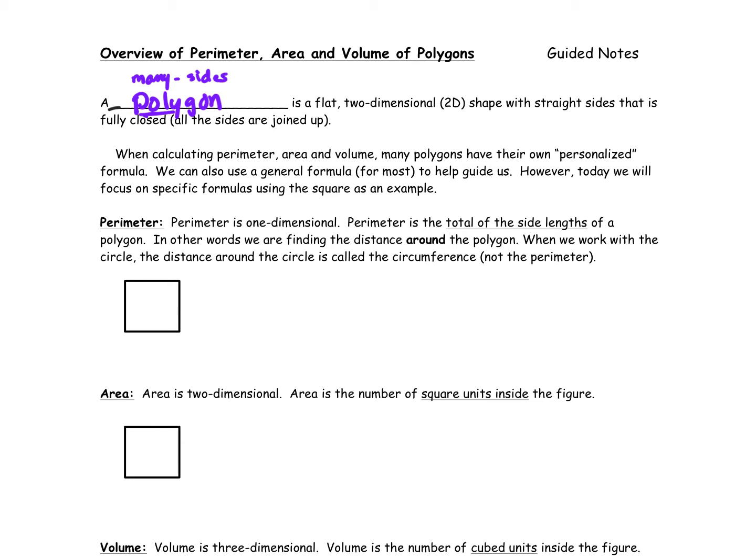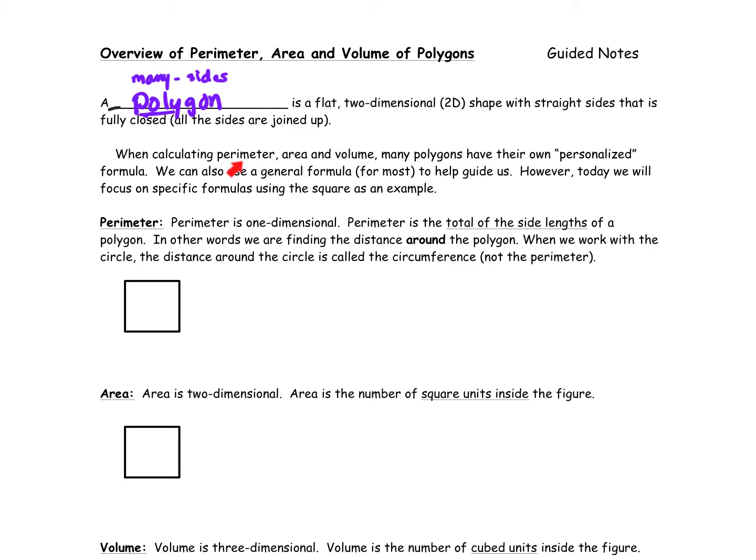For instance, a triangle would be a flat two-dimensional shape with straight sides, and it has three sides. Tri, the prefix, tells us there's three sides. Quadrilaterals, quad, the prefix quad means four. Penta, the prefix penta means five, so pentagon is a five-sided polygon. Octagon is an eight-sided polygon. So specific polygons are given names so we can be aware of how many sides they have.